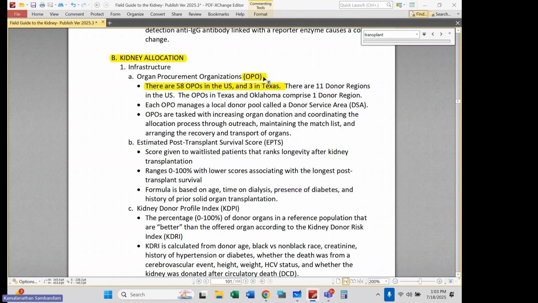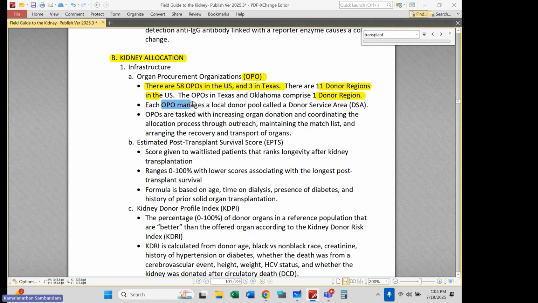Okay, there are 58 organ procurement organizations in the US. There are 3 in Texas. They're in the so-called donor regions. These 58 OPOs are broken into 11 donor regions. Our region in Texas, I think, also includes Oklahoma. And then there are smaller states that have multiple states in their donor region. Yeah, Texas and Oklahoma, 1 donor region.